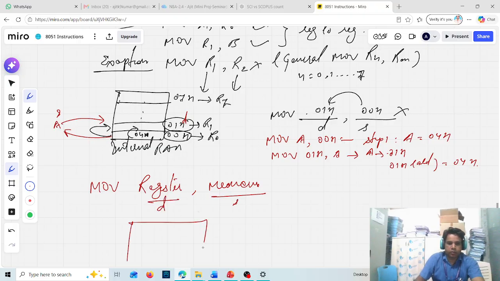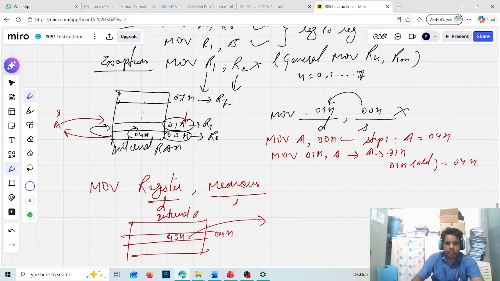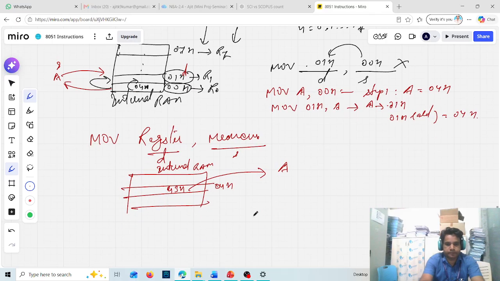For example, suppose this is your memory chip. Let's say this address is 04H, and some data is there, 43H. Suppose you want to move this 43H, let's say this is internal RAM, into register A, which is also part of the microcontroller. In that case you will have to write this instruction, MOV.